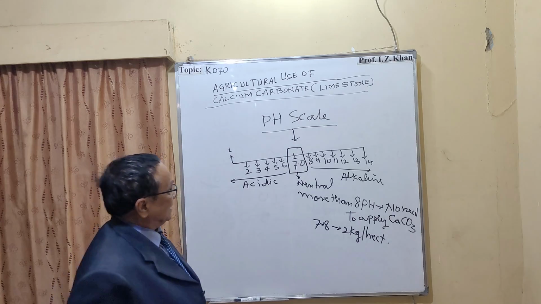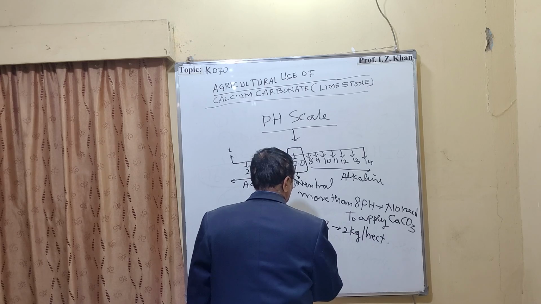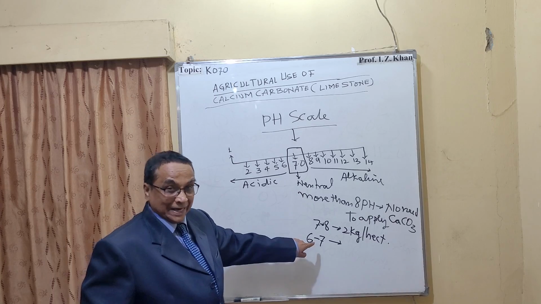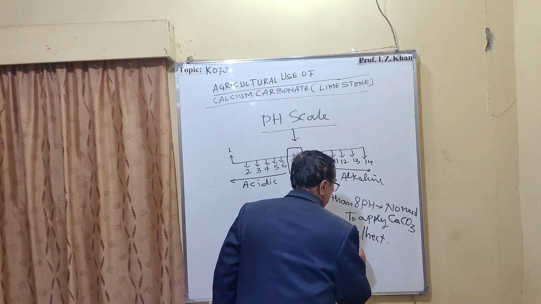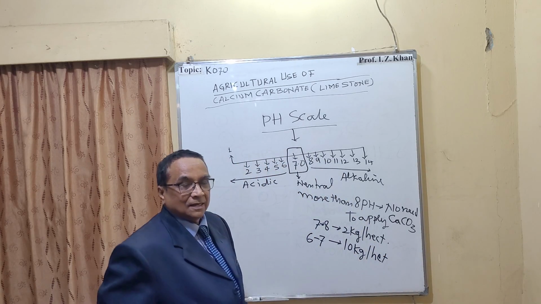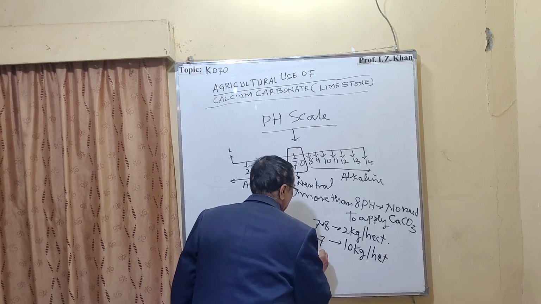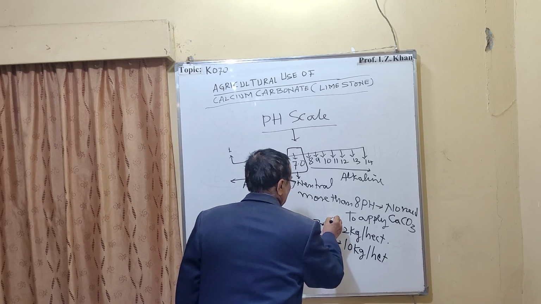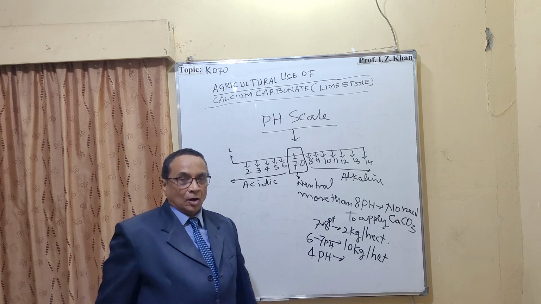And if it is 6 to 7, it is really acidic condition, or we can say 6 pH, then you have to apply 10 kg per hectare. 6 means it is highly acidic. And once it goes to 4 pH, then it is desert. You cannot cultivate any crop.